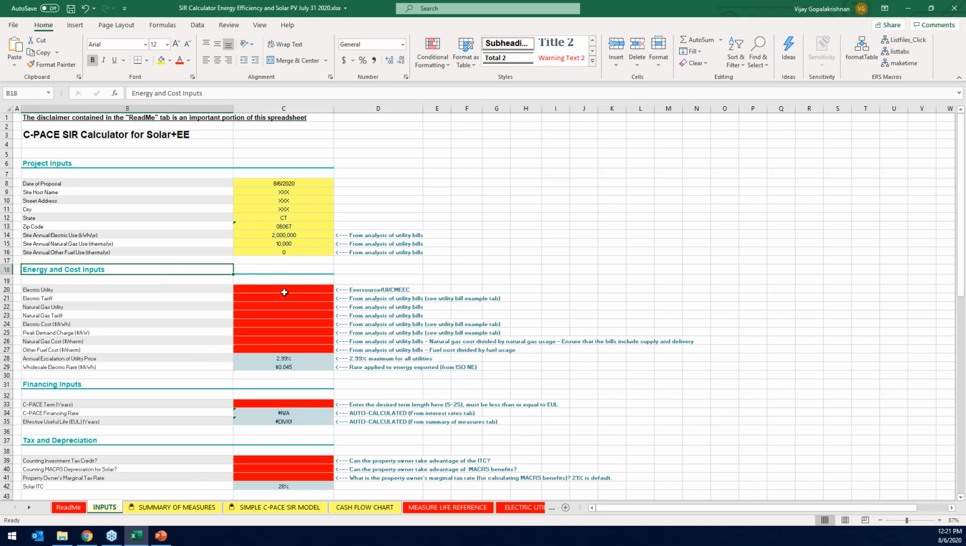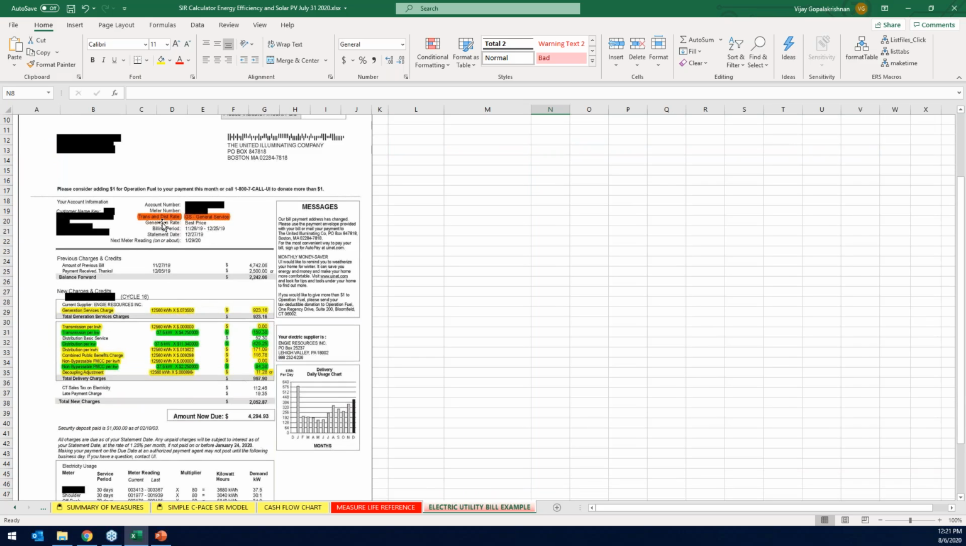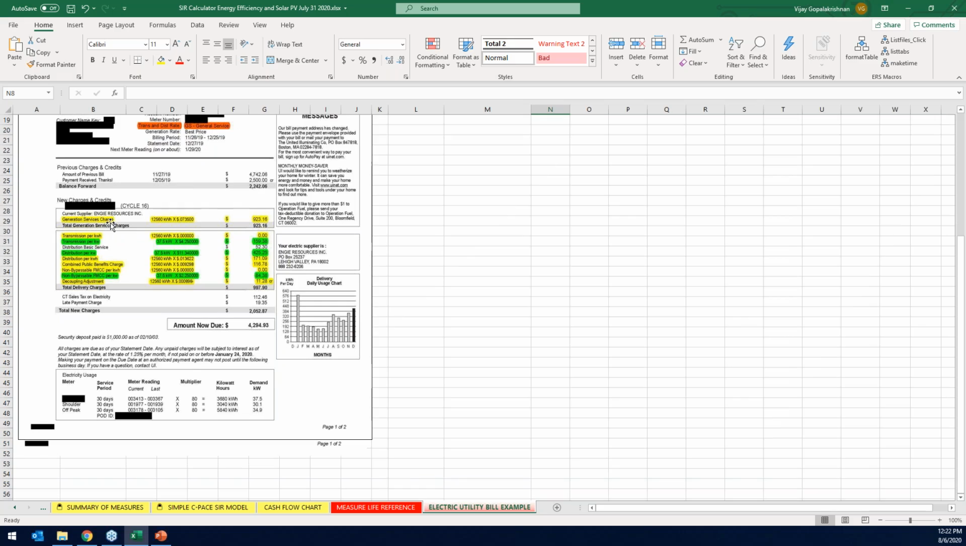Next, we go to the energy and cost inputs, which is essentially the utility rate, tariffs, and avoided cost information. So before I start entering data here, I'm going to quickly take you to the electric utility bill example. This is just an example bill of a UI bill. UI is the utility, and the transmission and distribution rate is a general service bill.